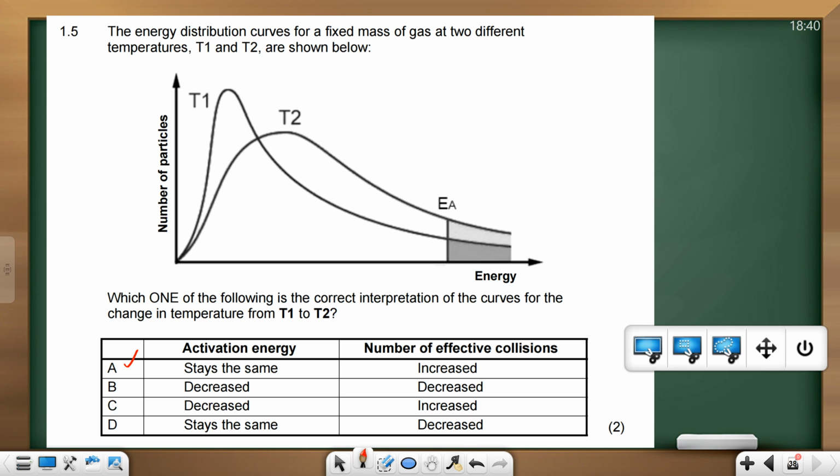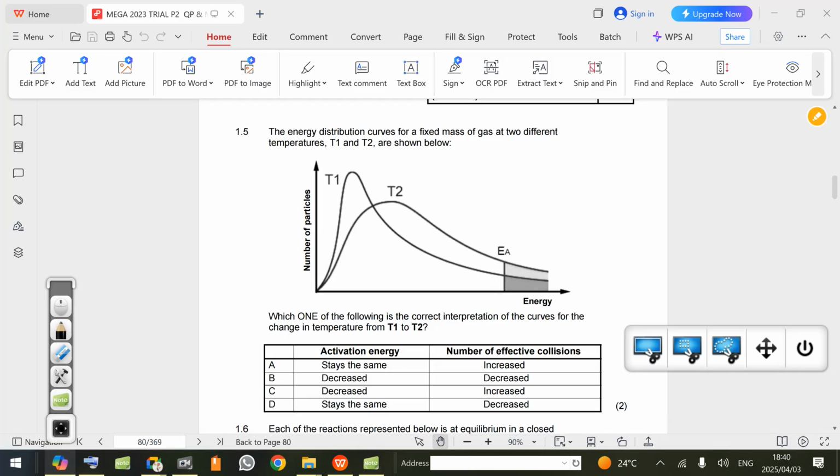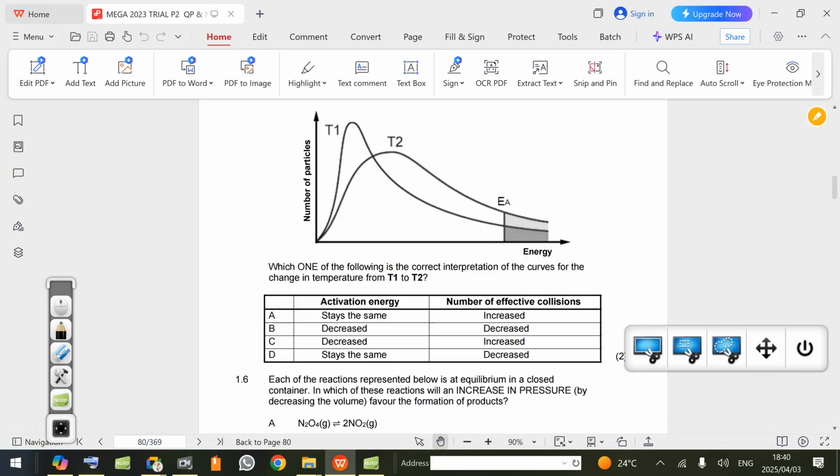Guys, are you okay with the explanation? The only thing that changes your activation energy is a catalyst. Others, it remains the same. Yes. A catalyst will lower the activation energy. Temperature won't. The only factor that will change that is a catalyst.